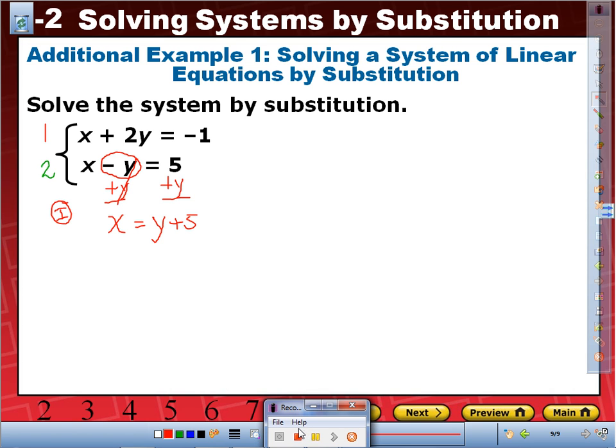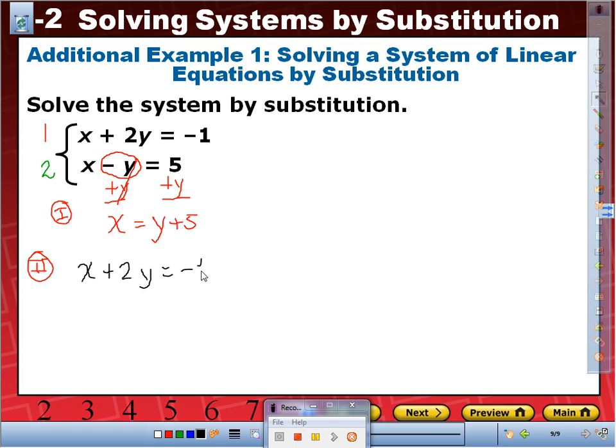Step 2. Step 2 says substitute that equation into the other, or into the second equation. So I'm going to substitute this one into this first equation. Step 2, check this out. I'm going to label it here. Step 2. I'm going to substitute this one into the first one. So I'm going to rewrite this one right here: x plus 2y equals -1.